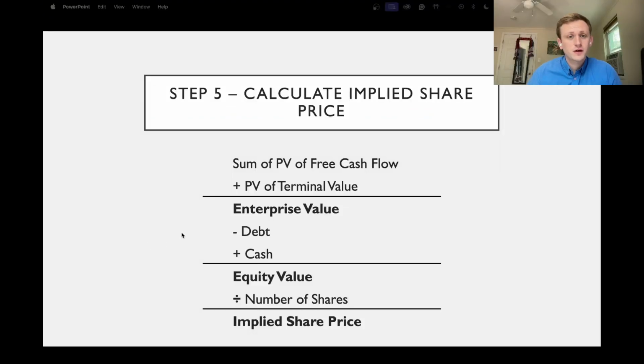All right, now let's get to step 5, which is to calculate the implied share price. Here we're going to sum the present value of the future free cash flow, and we're going to add the present value of the terminal value to get our enterprise value. Then we're going to subtract debt and add cash to get our equity value. And then we're going to divide the equity value by the number of shares, which will lead us to our implied share price. So let's do this in the Excel right now.